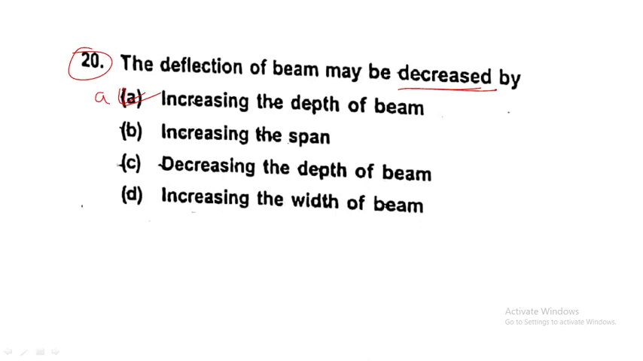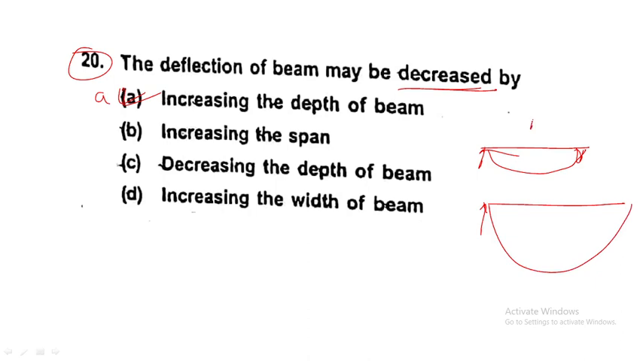If we increase the span, again the deflection increases. For example, this is a two supports, right, and this is an elastic curve. If you increase the span, again the deflection also increases like this. This is the first condition, and this is the second condition after the span increases. So this will not be correct, it will not decrease, it will increase.